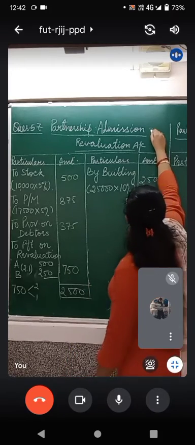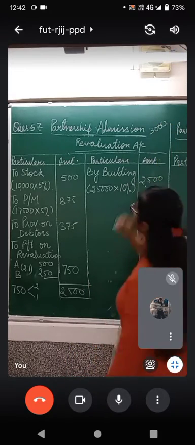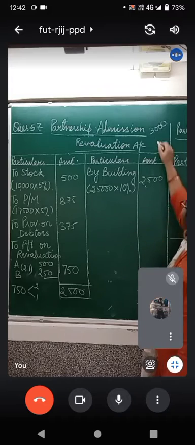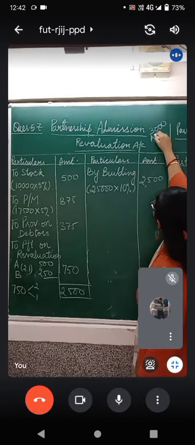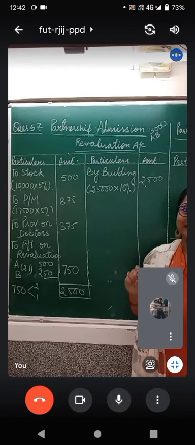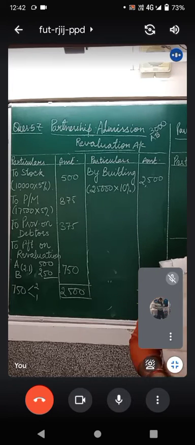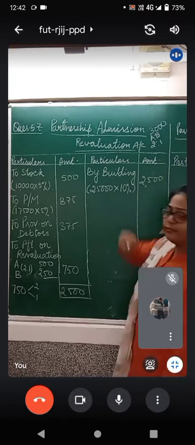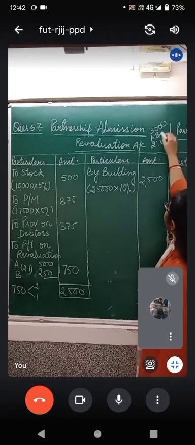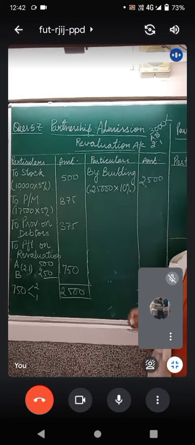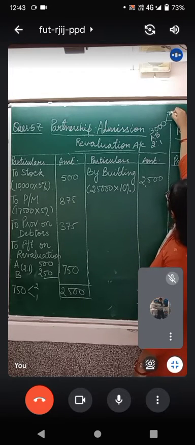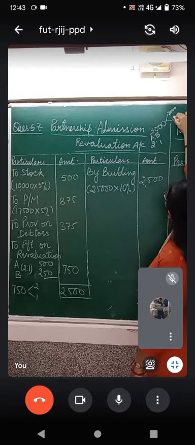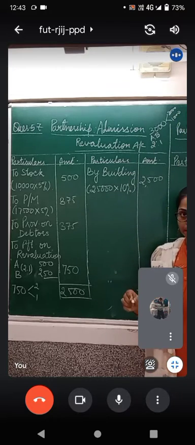Now the premium of goodwill is rupees 3000. What will you do with this 3000? Divide it amongst A and B in their sacrificing ratio. Since no information is given, we will divide this 3000 in 2:1. What shall be the amount? For A, it is 2000. For B, it is 1000.